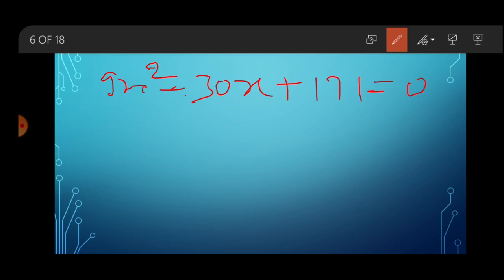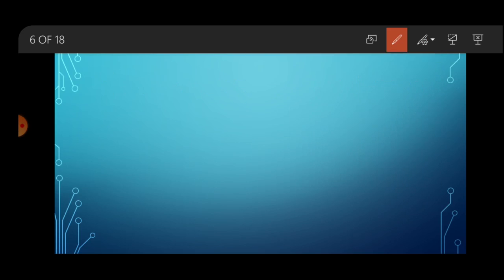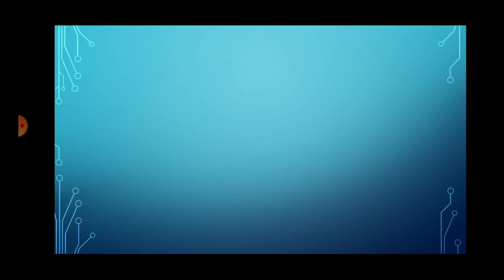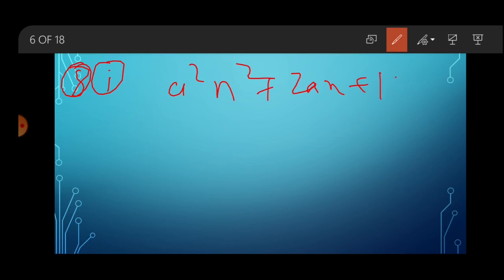Now let's discuss the first part of question number 8. All the questions which are in between you have to solve on your own, because there are too many questions, so I cannot solve each and every question. So it is a square x square plus 2ax plus 1 is equal to 0.